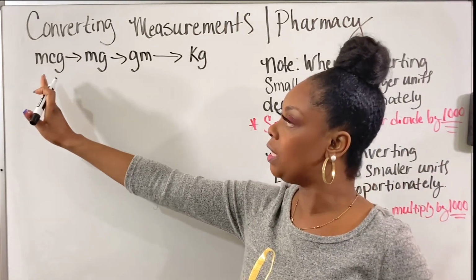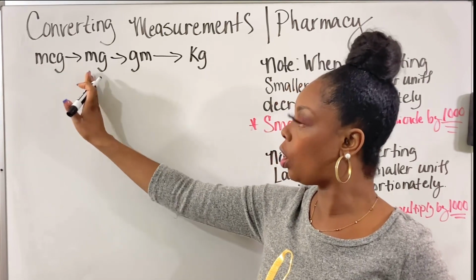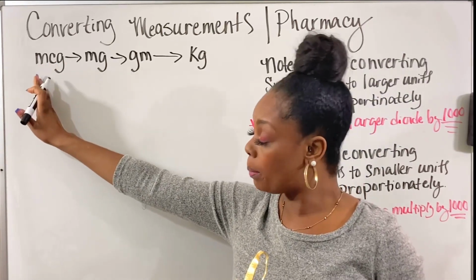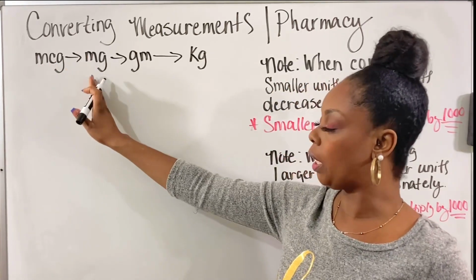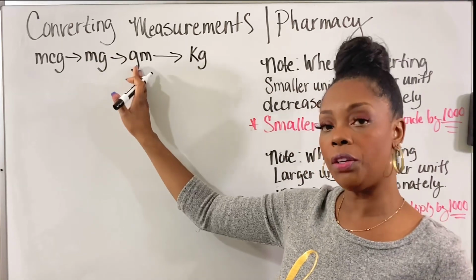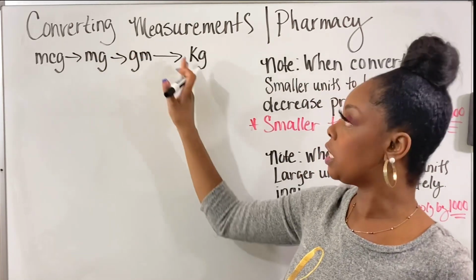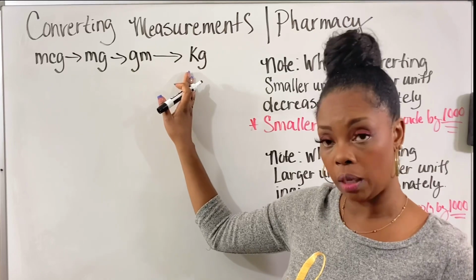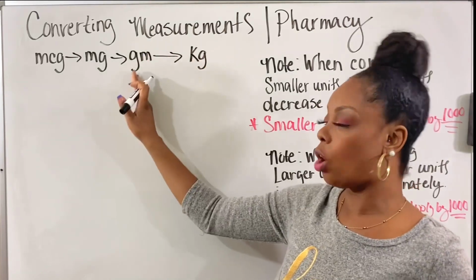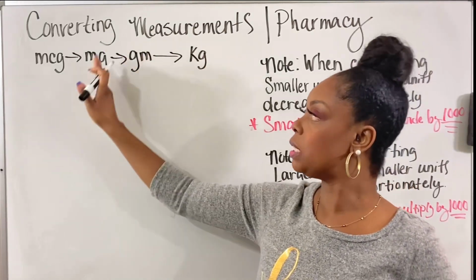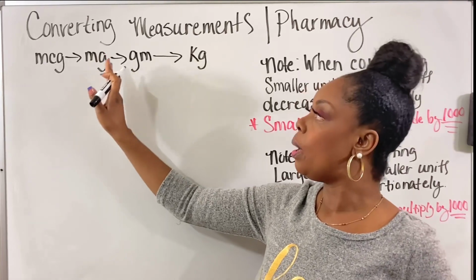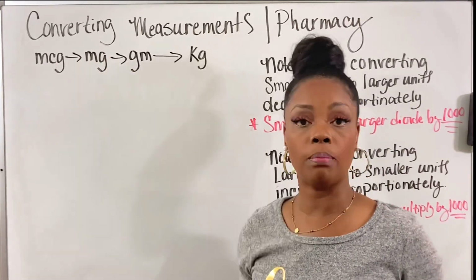So like I said, this is from smaller to larger. Okay, so micrograms is smaller than milligrams. Milligrams is smaller than grams, and grams is smaller than kilograms. Kilograms is larger than grams. Grams is larger than milligrams. Milligrams is larger than micrograms.